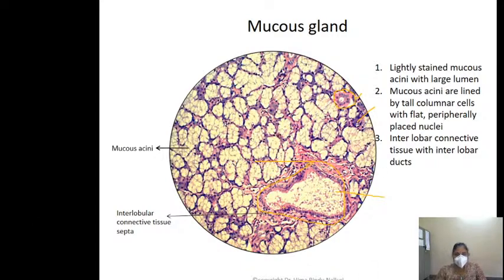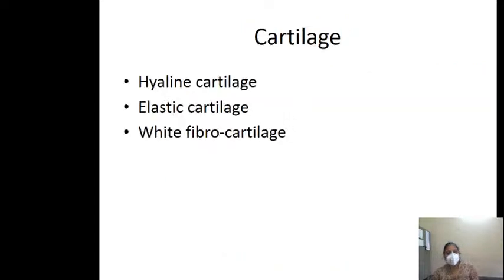So that completes these slides of the glands. Next class we will see the connective tissue. In the connective tissue, you have the cartilage and the bone, as well as connective tissue. Then we'll see the muscle and nerve fiber in the next class, right? So that completes the general histology slides.